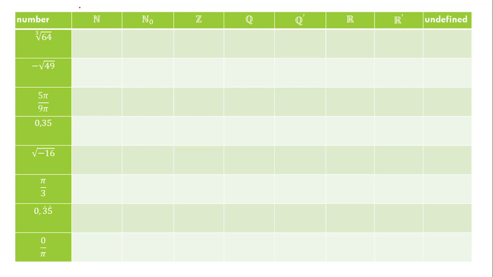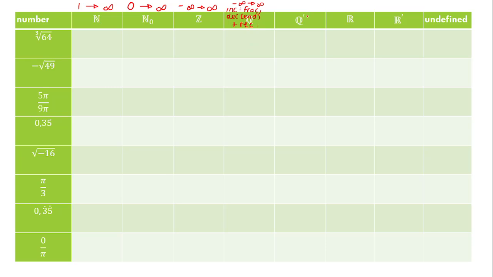Okay, so this is natural, that's going to be from 1 all the way to positive infinity. Whole, from 0 to positive infinity. Integer, negative infinity to positive infinity. Rational numbers, negative infinity all the way to positive infinity, and we're going to include fractions, decimals, but the ending ones, plus the recurring ones. Those are also in there.